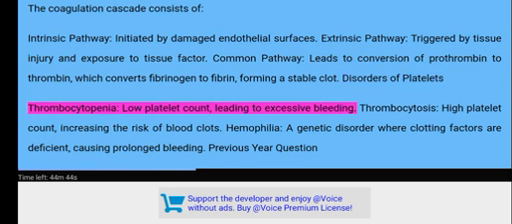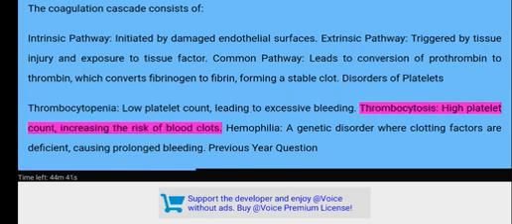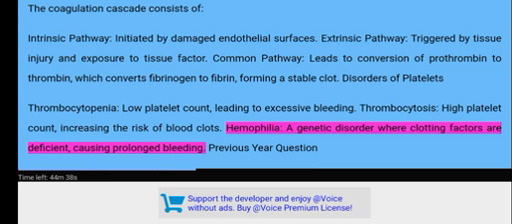Disorders of platelets. Thrombocytopenia, low platelet count, leading to excessive bleeding. Thrombocytosis, high platelet count, increasing the risk of blood clots. Hemophilia, a genetic disorder where clotting factors are deficient, causing prolonged bleeding.